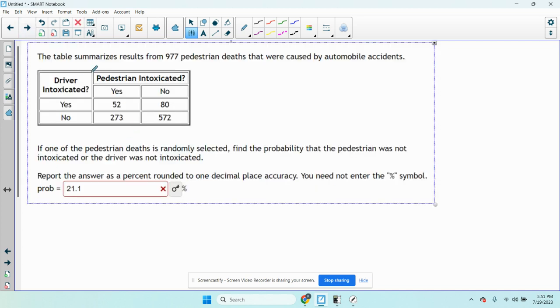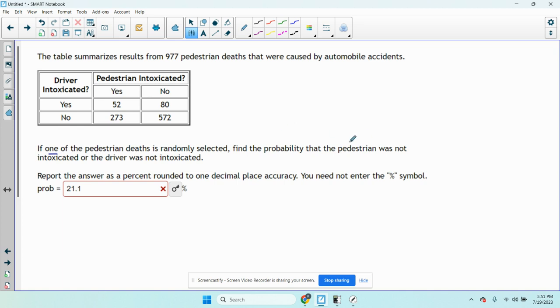And the last one says we have this table here. One of the pedestrian deaths is randomly selected. One is selected. Find the probability that the pedestrian was not intoxicated or the driver was not intoxicated. So whenever you see "or", even if you're selecting one thing, we need the formula. The probability of A or B is equal to the probability of A plus the probability of B minus the cases where both happen. So minus the probability of both A and B.